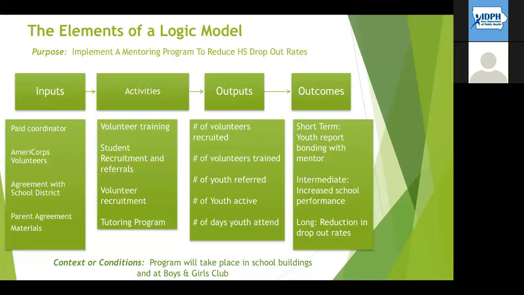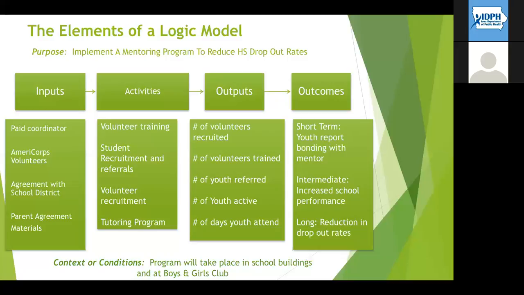Whatever it is, whatever those benchmarks are embedded within that program. So then our outcomes are short-term, intermediate, and long-term. So in this one, what we'll see is in the short term, if we have well-trained volunteers, we've got active youth in the program, we're going to see that youth will probably report bonding with their mentor. So that would be the short term.